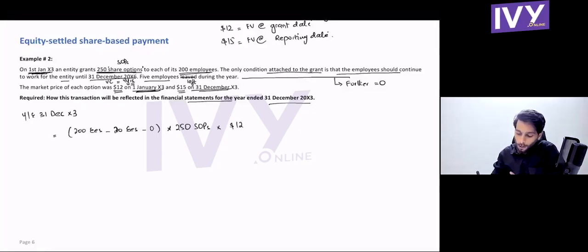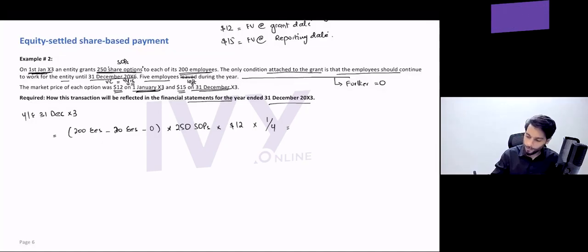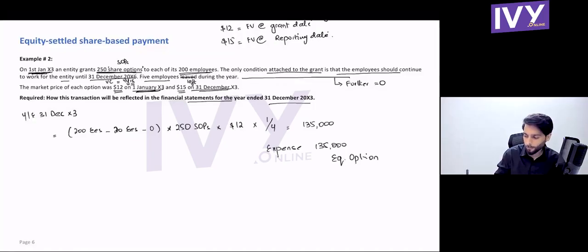And since we are talking about the first year only out of the 4-year period, it is going to be 1 out of 4. So now if we calculate, it is 180 into 250 into 12 divided by 4, and this is 135,000. So expense debit 135,000 and equity option credit 135,000 for the first year.